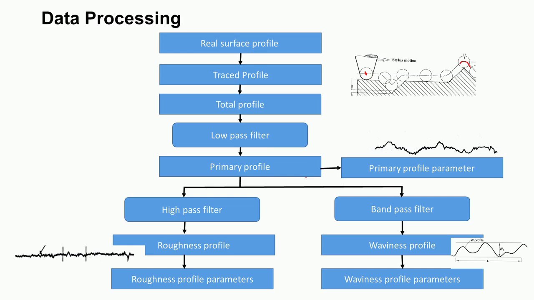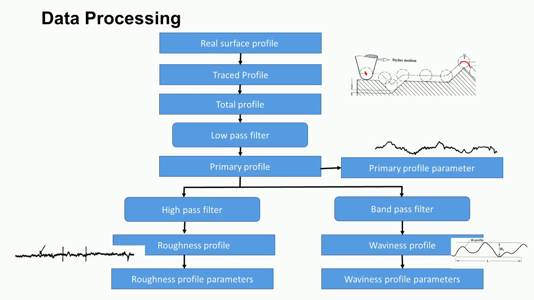So if we pass this data obtained in this total profile via this low pass filter, then we get the primary profile. You can see here the primary profile, which has waviness as well as roughness, the form error has been removed. And then again this data should be passed through a high pass filter so that waviness can be removed, and now we get the roughness profile. You can see here all the waviness has been removed, only roughness profile parameters we can obtain.